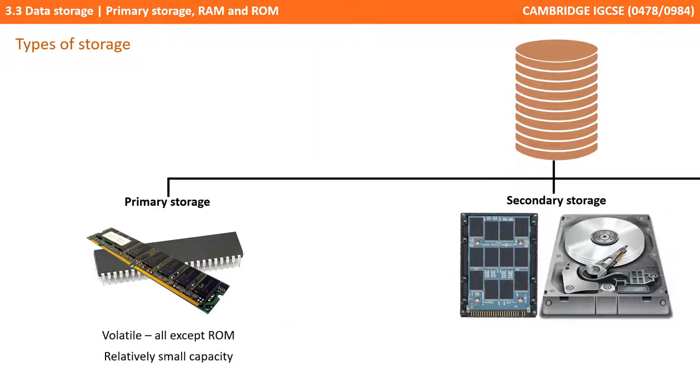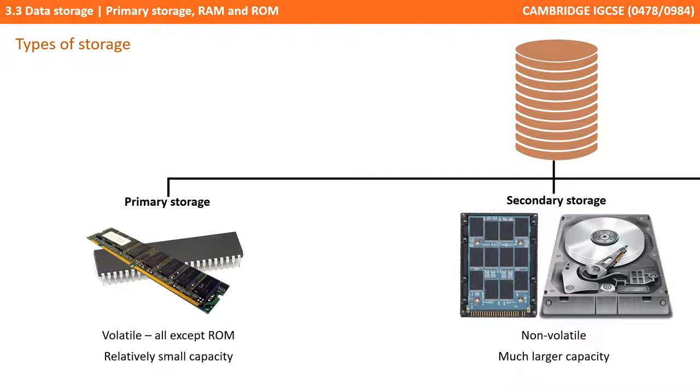So why do we actually need primary storage? Well, to answer this question properly, it's important to do a quick comparison of the main differences between primary and secondary storage devices. All types of primary storage, with the exception of ROM, are volatile, meaning that when we turn the power off to a computer, they lose any data being held. Primary storage devices also have a relatively small storage capacity when compared to secondary devices. Today, RAM is typically measured in gigabytes, whereas the secondary hard disks are often measured in terabytes.